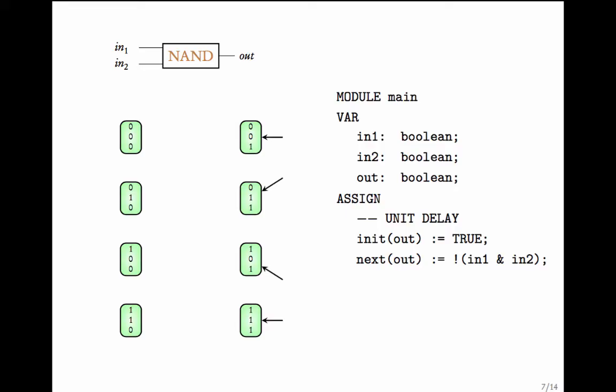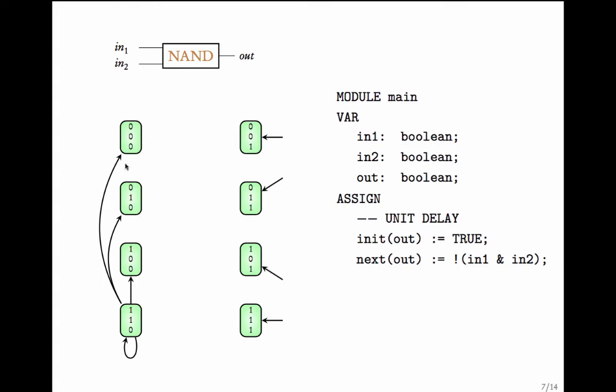What are the transitions? The transition function says that the next value of output is given by not of in1 and in2. The next value of in1 and in2 is non-deterministic. Let's start from this state. The next value of output would be NAND of 1 and 1, which is 0. There are 4 possible transitions because you just need the value of out to be 0. In1 and in2 could be any of the possibilities.